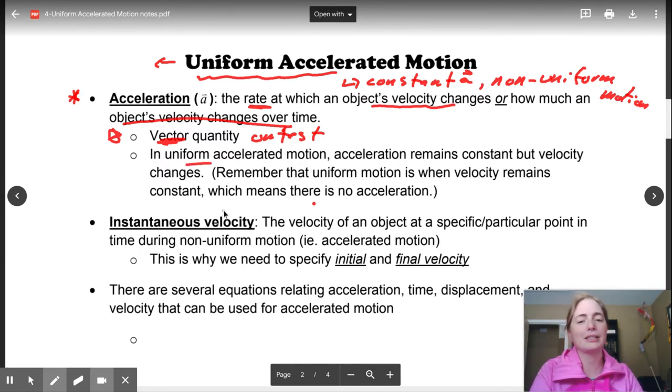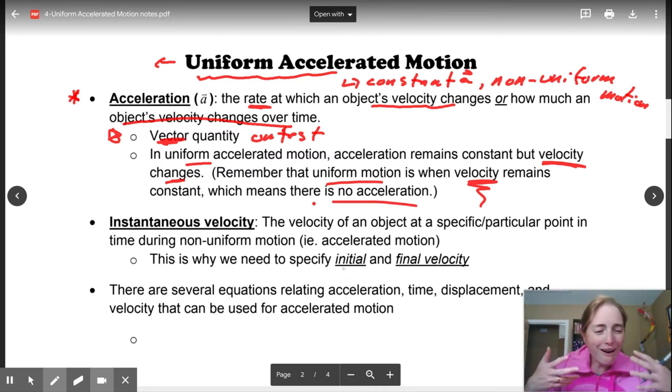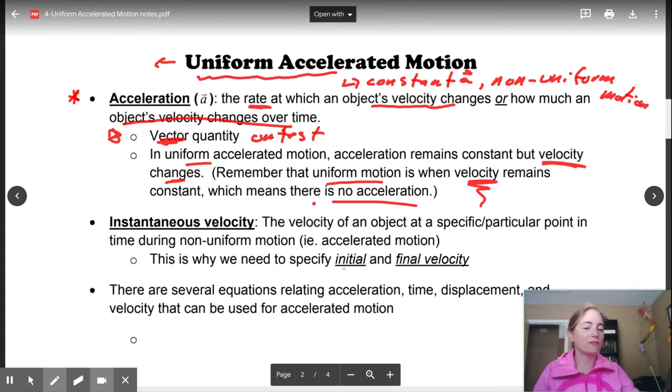Now, with uniform accelerated motion, ladies and gentlemen, the acceleration itself is going to be constant. However, our velocity is going to change, okay? So keep in mind, uniform motion is when velocity remains constant. So there is no acceleration in uniform motion. Here we are accelerating. So therefore our velocity changes. Therefore, non-uniform motion.